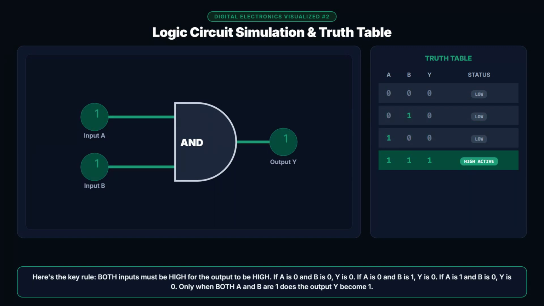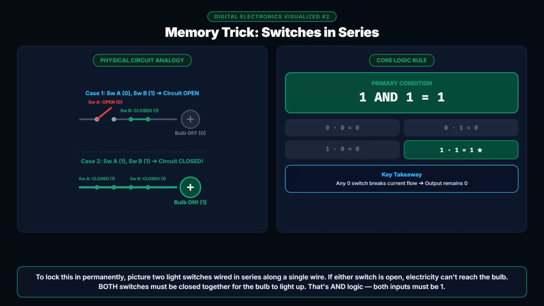To lock this in permanently, picture two light switches wired in series along a single wire. If either switch is open, electricity can't reach the bulb. Both switches must be closed together for the bulb to light up. That's in logic, both inputs must be 1.